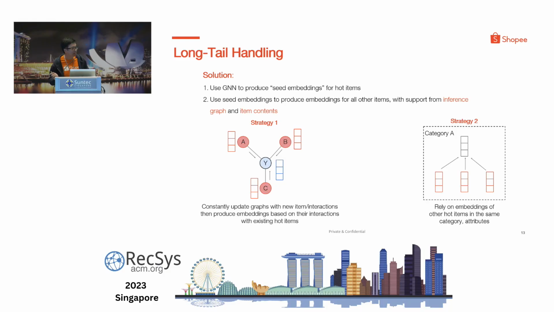But during the inference stage, in the first strategy, as you can see, this is just a link between the cold and the hot item, right? When we build this link in the inference stage, we do consider content-based links as well.